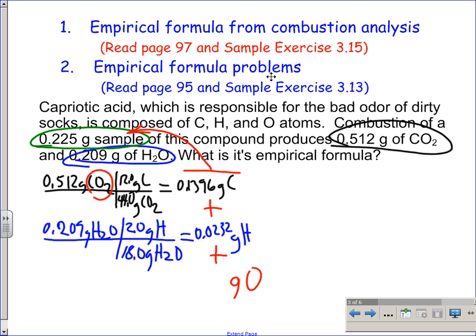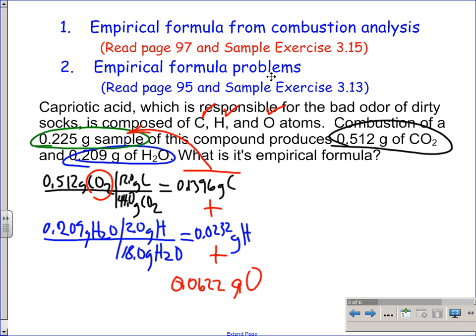So when I go through and do that calculation, as it turns out, I end up with 0.0622 grams of O. Grams of oxygen is how many oxygens I have. So now I have the mass of the carbon, the mass of the hydrogen, and the mass of the oxygen. Now I'm ready to determine the empirical formula.